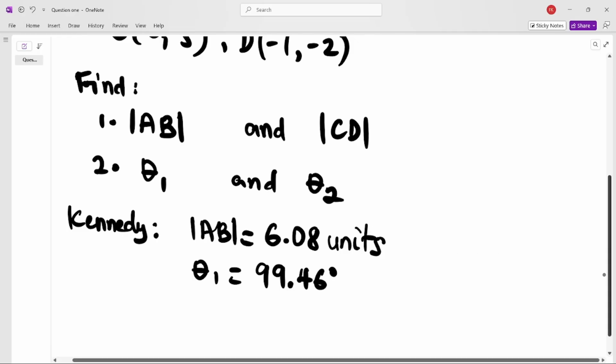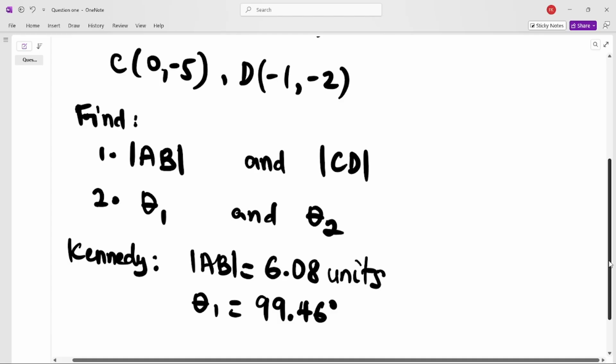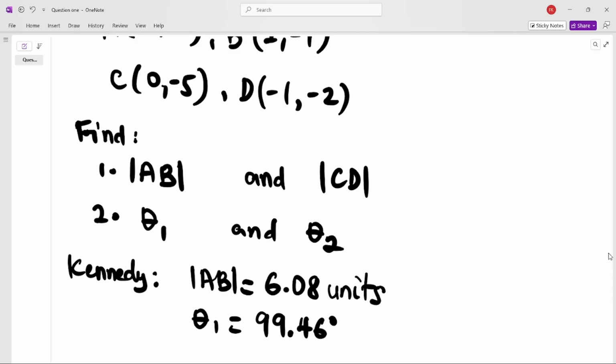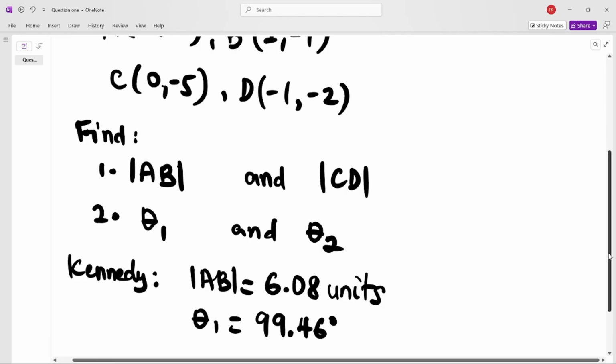This answer that you mentioned right now, the 99.46, which formula do you use and why? I use theta 1. I use the second formula. I use the formula theta is equal to 180 degrees plus tan inverse of m, where m is the gradient. Why? I got my gradient to be -6 and it's less than 0. Okay, your gradient is -6.